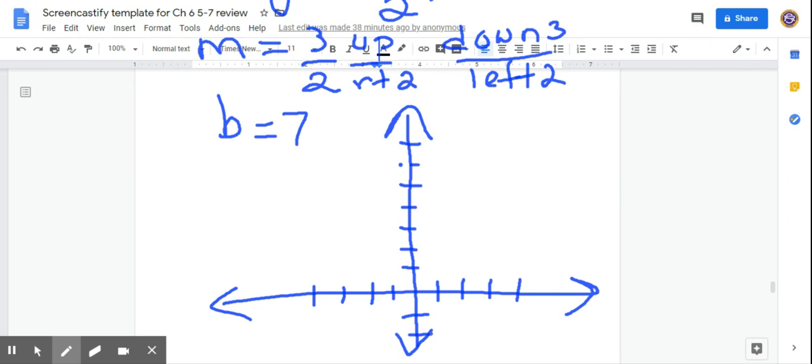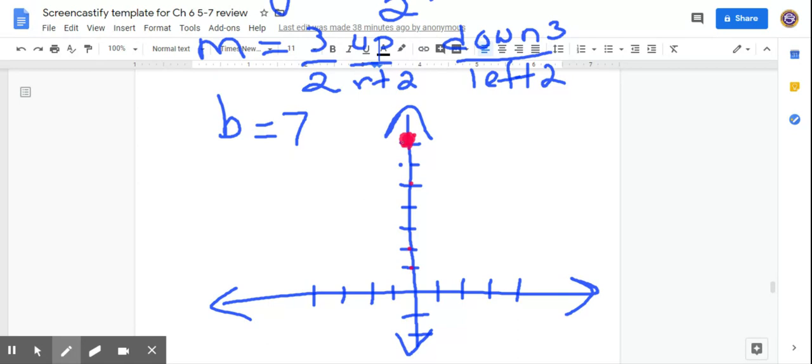All right, so what do we have to do first? First, we have to plot b. B is 7, so we go to the y-axis. 1, 2, 3, 4, 5, 6, 7, and we put our point on 7. Again, some of you are putting that point on the x-axis, not the y-intercept. All right, now we have to use our slope, which tells us what direction to move in. So we're going to move up 3 and right 2, or down 3 and left 2.